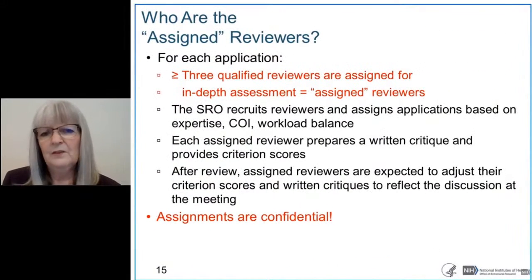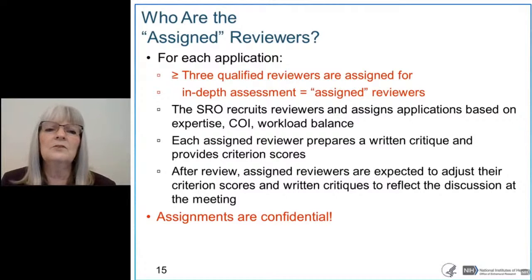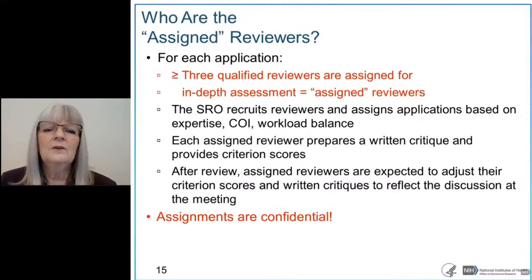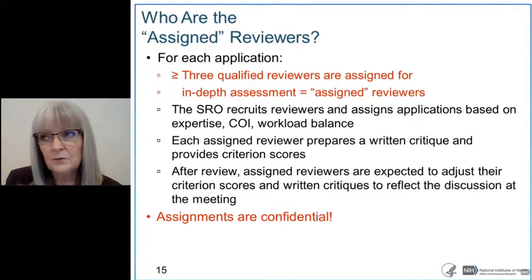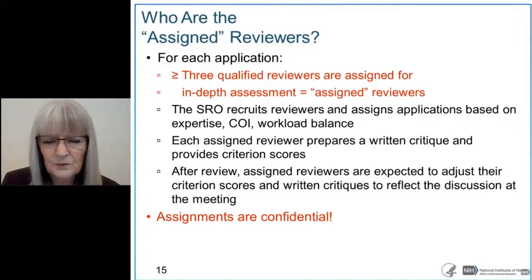Remember, in previous slides, I talked about the assigned reviewers. Well, who are these people? Well, they are members of the study section, and for each application, at least 3 qualified reviewers are assigned for an in-depth assessment. They are asked to read the application. They are asked to prepare written critiques and provide those criterion scores that we mentioned before for the scored review criteria. They are assigned on the basis of scientific expertise and the science that's proposed in the application. We try to balance workload, and of course we have to avoid conflicts of interest in assigning the reviewers.